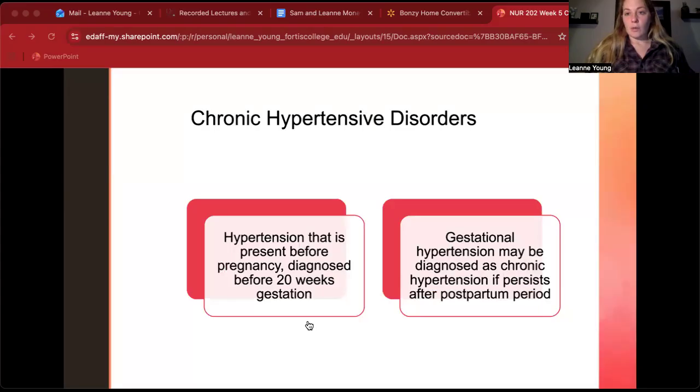Chronic hypertensive disorders. So see how there's no gestational before these words. This means that this was hypertension that was present before pregnancy and it was diagnosed before 20 weeks of gestation. Gestational hypertension may be diagnosed as chronic if it persists after the postpartum period. So, what does that mean? If a mom's blood pressure does not resolve after pregnancy, it does not resolve after 6 weeks after she's received labetalol or other oral medication at home, then we are giving her the diagnosis of chronic hypertension.